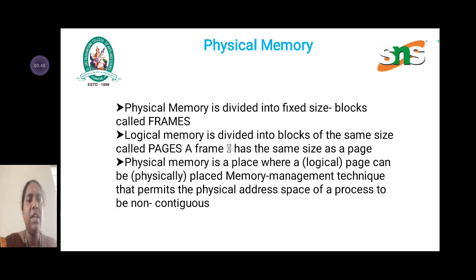Physical memory is divided into fixed-size blocks called frames. Logical memory is divided into blocks of the same size called pages. A frame has the same size as a page. Physical memory is a place where a page can be placed. Paging is a memory management technique that permits the physical address space of a process to be non-contiguous.